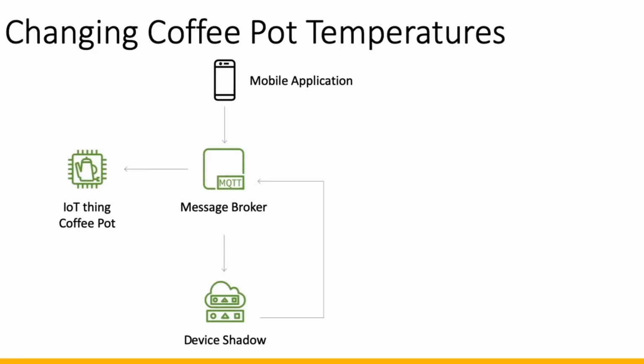Once the device shadow changes, it will then publish a delta topic on the message broker notifying the device that there is a difference between the desired temperature and the current temperature of the coffee pot. As the coffee pot is subscribed to this delta topic, it will have the message sent to it saying there is a need to update the temperature.